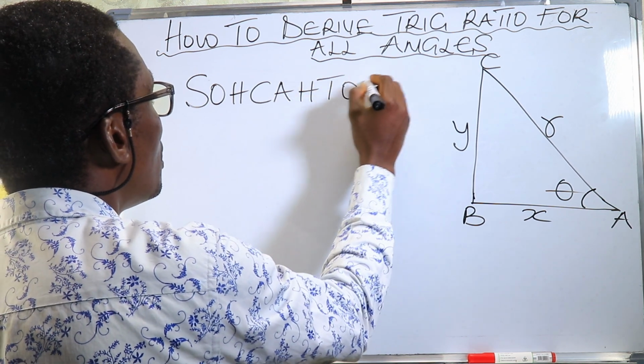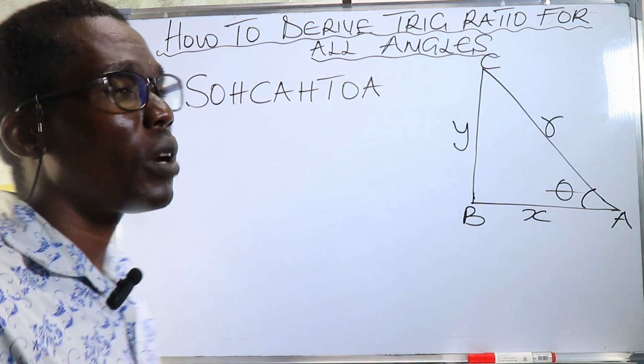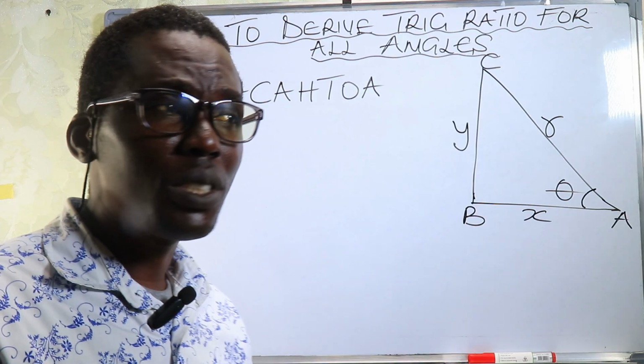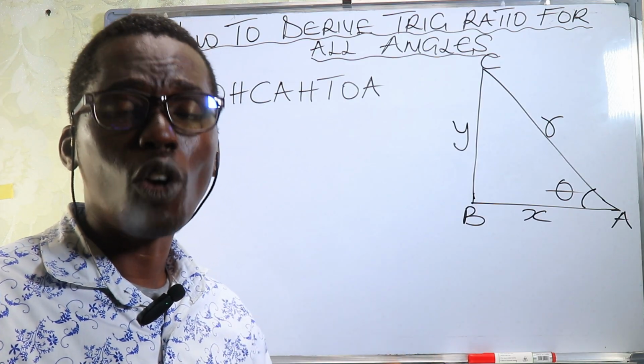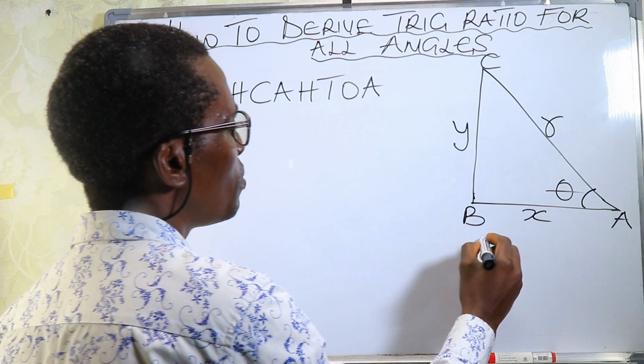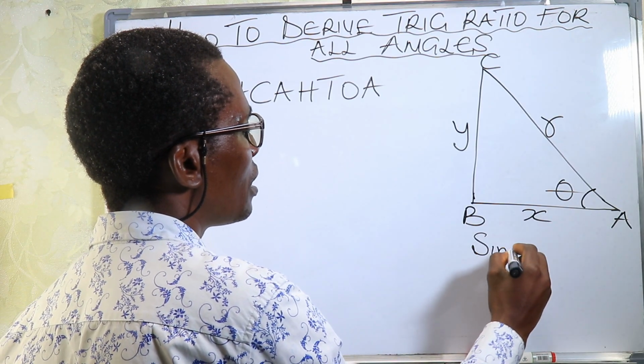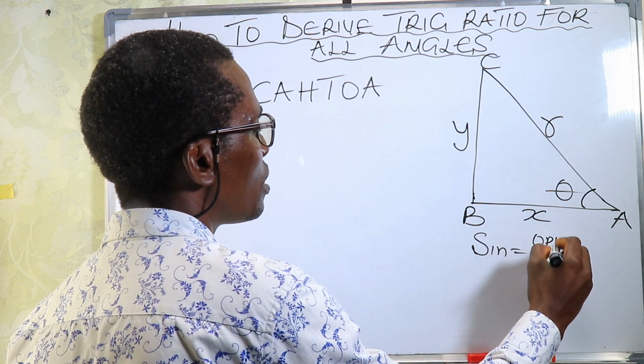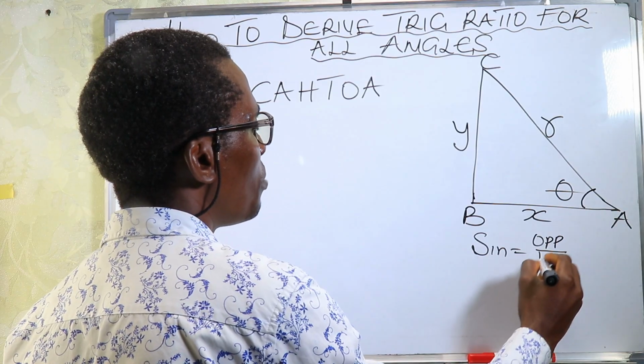SOH-CAH-TOA. Some fit they hear this one for the first time. Some fit just they hear them for today, or some people don't know them before. Now, what does SOH-CAH-TOA mean? SOH-CAH-TOA mean sine opposite over hypotenuse.